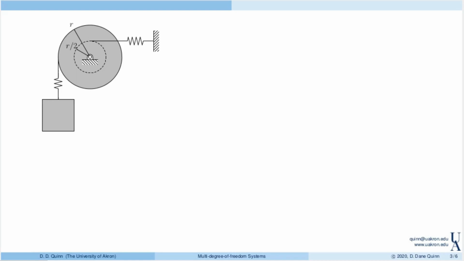All right, so let's try to define these coordinates. So in particular, if I start off with the motion, we can define the angle theta for the rotation of the disk.